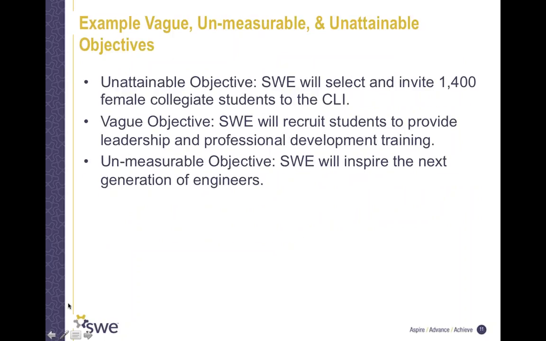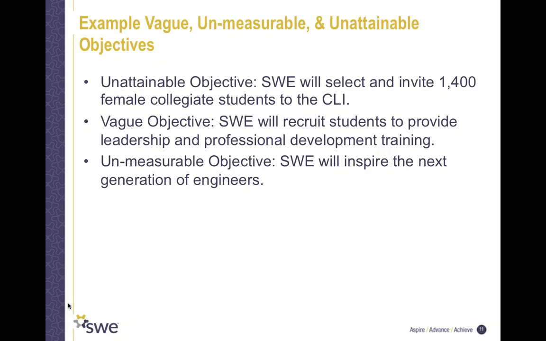Here are some examples of vague, unmeasurable, and unattainable objectives. For one, SWE will select and invite 1,400 female collegiate students to the CLI. While this is an excellent objective in thought, it's unattainable because SWE does not have the capacity to host this many collegiate students in an event that's targeted on developing leaders in a close, intimate, and highly structured environment.